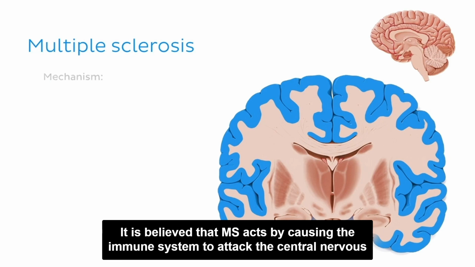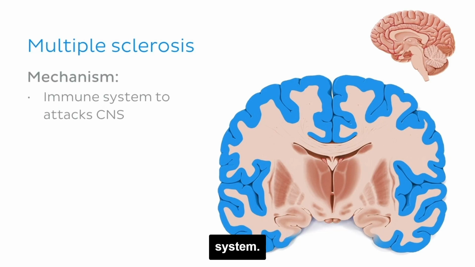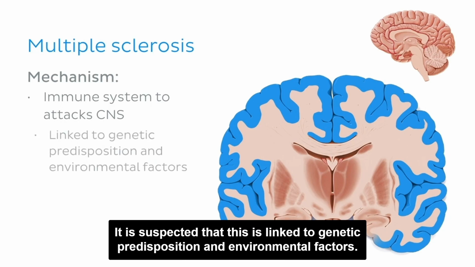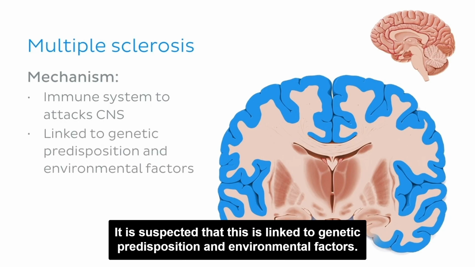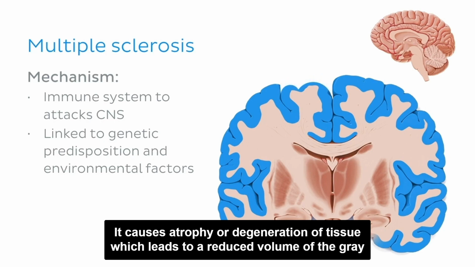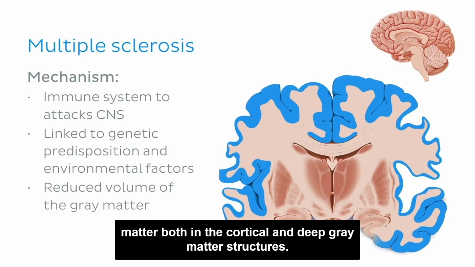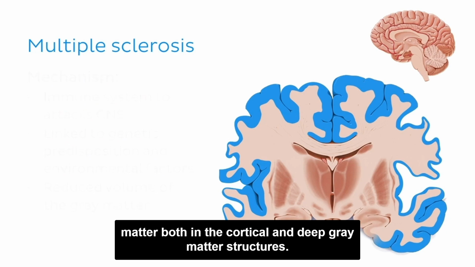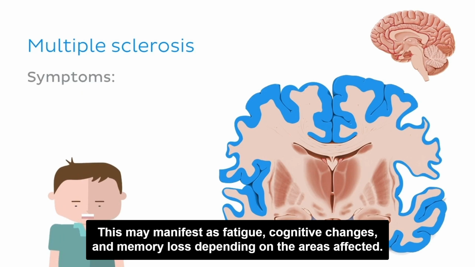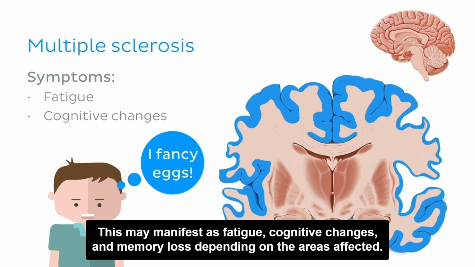It is believed that MS acts by causing the immune system to attack the central nervous system. It is suspected that this is linked to genetic predisposition and environmental factors. It causes atrophy or degeneration of tissue, which leads to a reduced volume of the grey matter, both in the cortical and deep grey matter structures. This may manifest as fatigue, cognitive changes, and memory loss, depending on the areas affected.